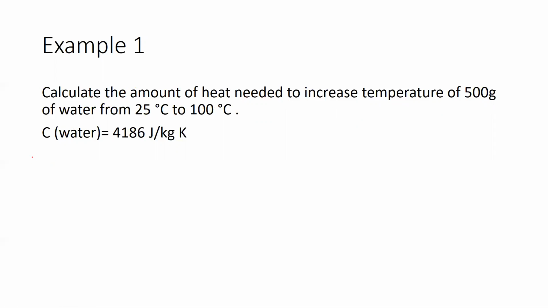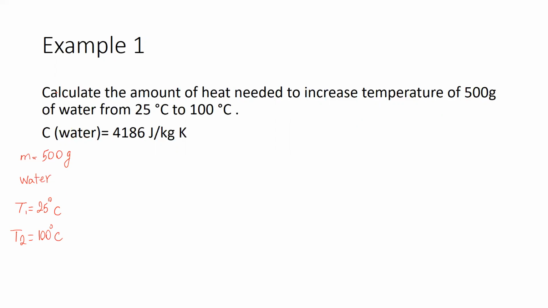Something that we do for physics problems, we always need to summarize the question. So I write m, mass, equals 500 grams. What's my substance? It is water. So I write water because it's important. Then I know c that I need to use is c of water. And what else do I have? I have the initial temperature T1, that is 25 degrees centigrade, and I have my T2, that is 100 degrees centigrade.